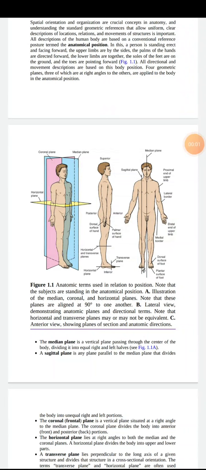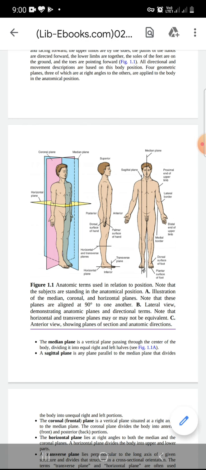The clinical anatomy. Figure 1.1 shows the anatomic terms used in relation to position. Note that the subjects are standing in the anatomical position. A. The illustration of the median, coronal and horizontal planes. Note that these planes are aligned at 90 degrees to one another.